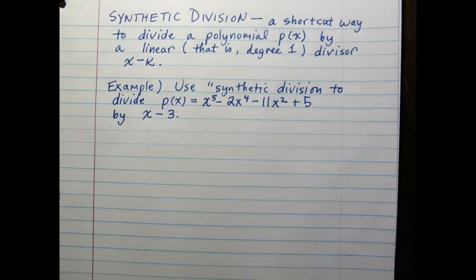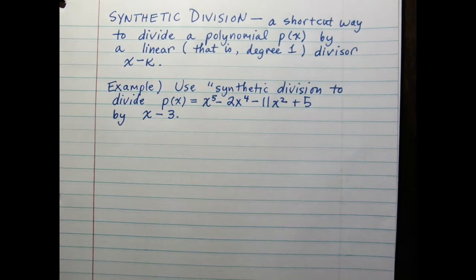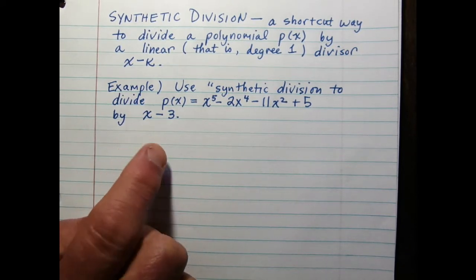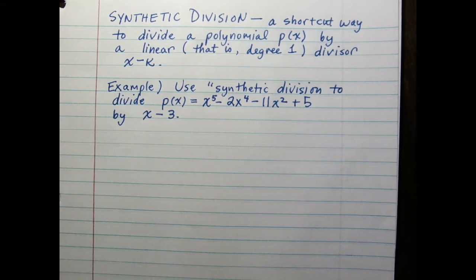This is our first video on synthetic division. Synthetic division is a shortcut way to divide a polynomial p of x by a linear, that is a degree 1 divisor, that looks like x minus k. So we're going to use synthetic division to divide p of x equals x to the fifth minus 2x to the fourth minus 11x squared plus 5 by x minus 3.